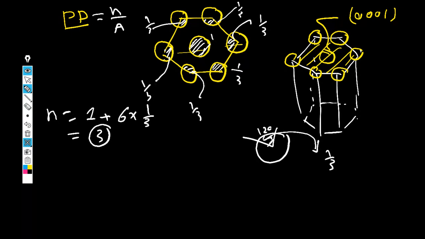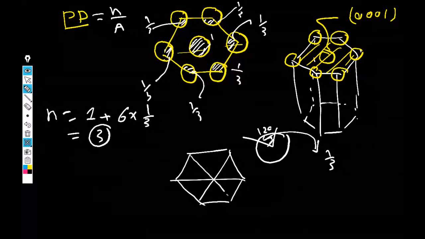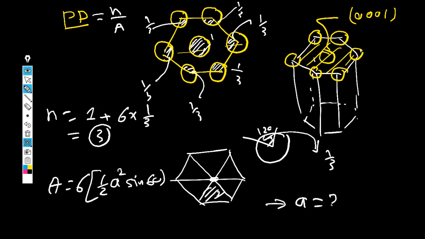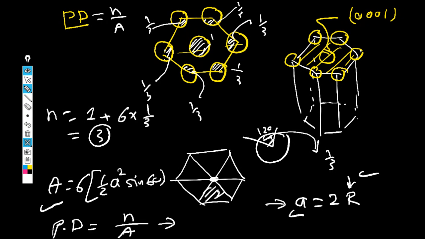So n is 3. Now the area, guys? I think we explained it before. One of the students can answer me. This is 6 equilateral triangles, right? So the area is equal to 6 multiplied by 1/2 A squared sine 60. That's all. We get the area here. What is the relation between A and R? A is equal to 2R. So once you get R, you can find A, you can find the area, you can find the planar density. Is that clear, guys? And the unit, if this is nanometer, you can say atoms per nanometer squared.